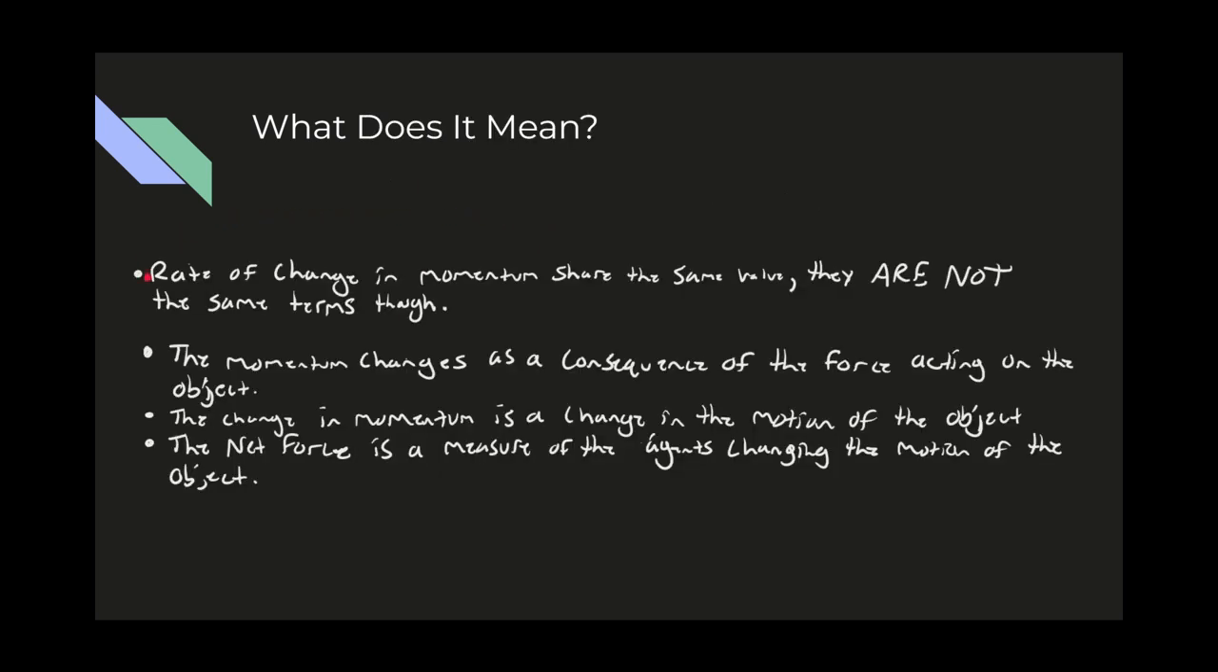Finally, what does it all mean? What's the difference between the change in momentum and the net force? The net force is a measure of the agents acting on an object attempting to change the motion. The change in momentum is a measure in the change of an object's motion. These values are equivalent to each other, but they are not the same thing.